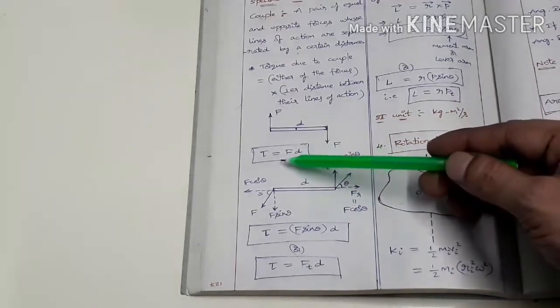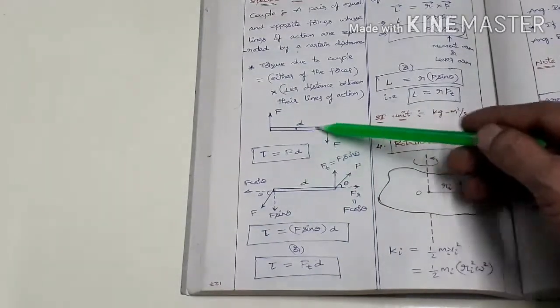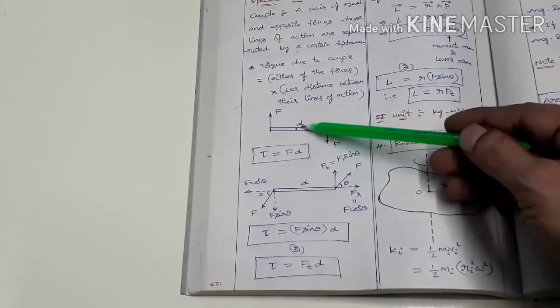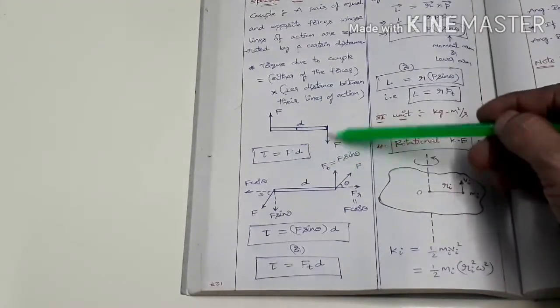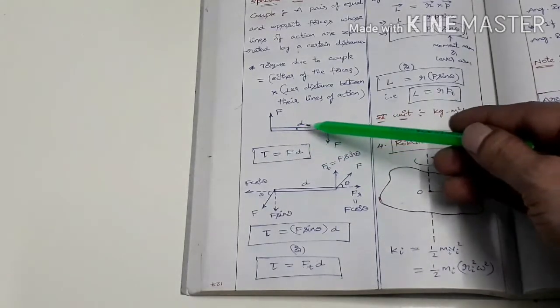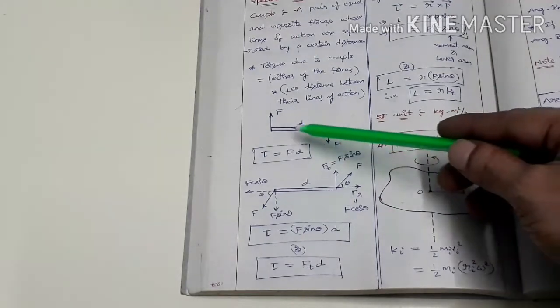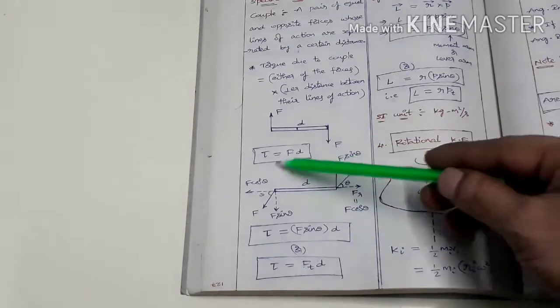In this case, what is the torque here? Torque tau equals either of the forces F into the perpendicular distance d between the forces. Since the forces are perpendicular to the length of the rod here, d itself is the perpendicular distance between the forces. So tau equals Fd.